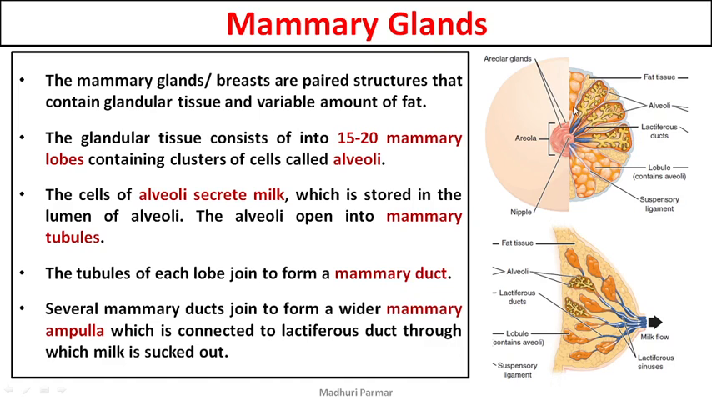From the outside, you can see that the breast or the mammary gland is divided into this normal skin-like structure, which is a little swollen, and then you have this special areola. Areola is the colored portion. And finally, the tip is known as the nipple, from where there is an opening for the milk to be sucked out.